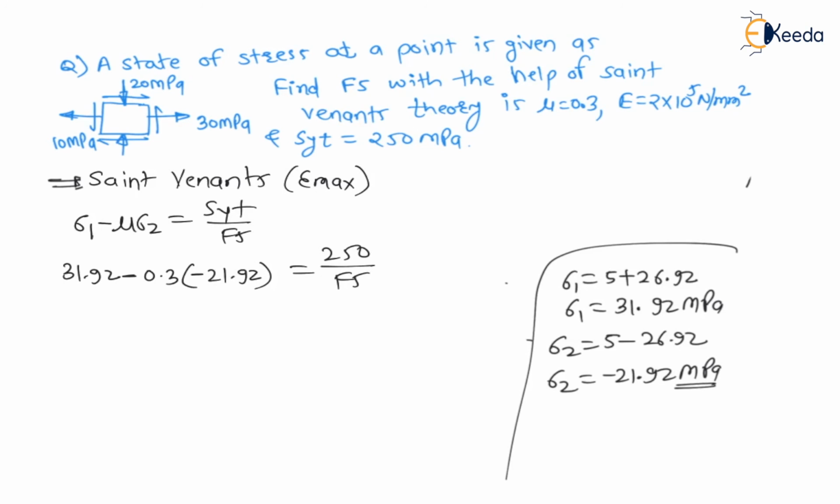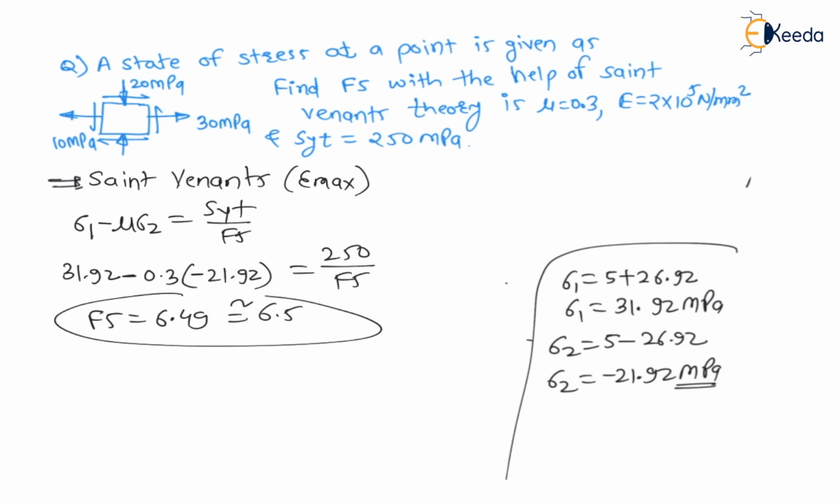Right. Now simplify this for the factor of safety. You will get the answer of factor of safety as near about 6.49, which is nothing but near about 6.5. This will be your answer of factor of safety as per Saint Venant's theory.